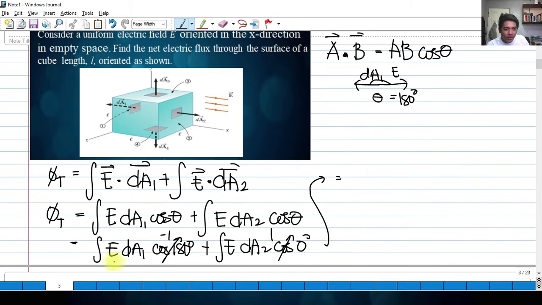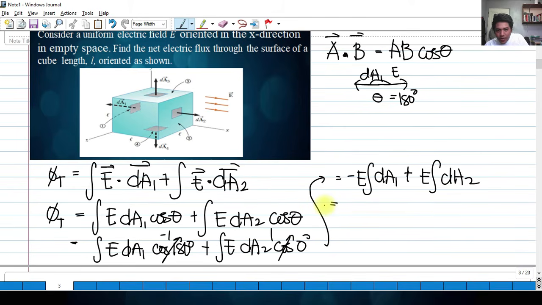We can factor out E outside of the integral. Why? Because it's constant. We are concerned only with integrating dA sub 1. We can also factor out negative 1, so negative 1 times E is negative E integral of dA sub 1. Plus we have E times 1, that is simply E. That's constant. We can take it outside the integral sign of dA sub 2. So now we have negative E integral of dA sub 1 plus E integral of dA sub 2.